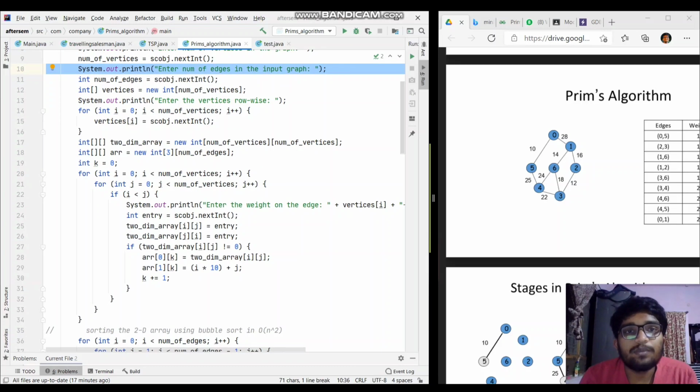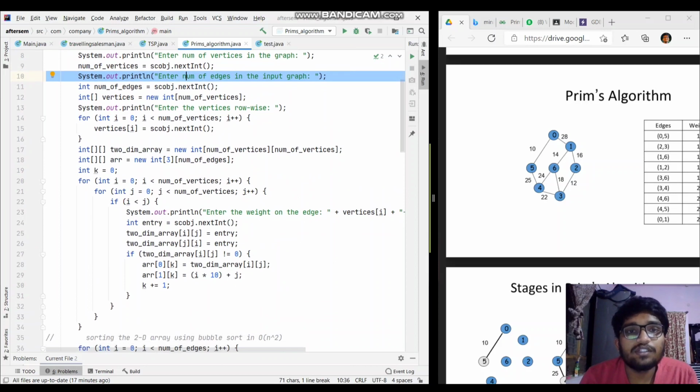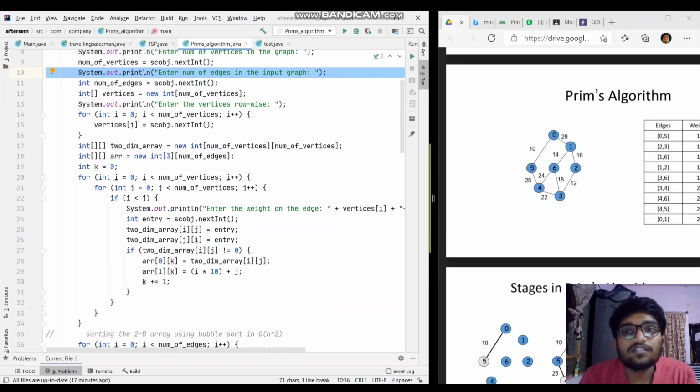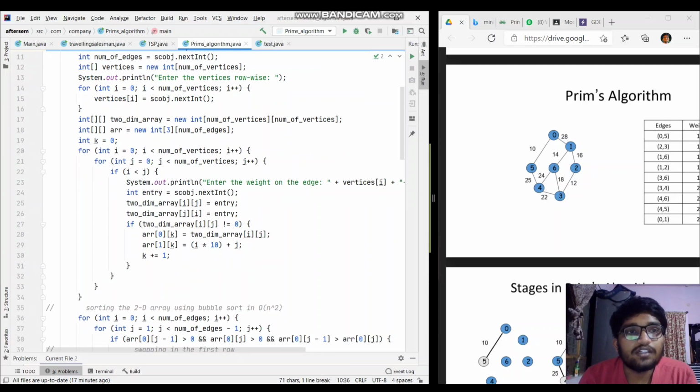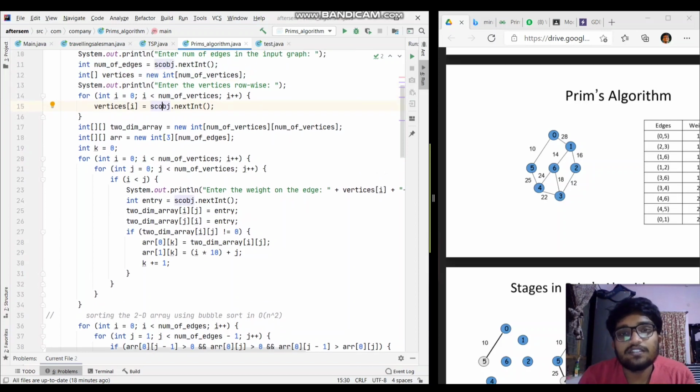That also will be an input for this algorithm, and after that the user will be asked to enter the vertices row wise. Here the vertices are 0, 1, 2, 3, 4, 5 and 6. Those are the vertices of the graph, and they are also asked of the user. After that we are storing those vertices in an array called vertices, and we have a two-dimensional adjacency matrix to represent the graph. Usually graphs are represented using an adjacency matrix, right? So the two-dimensional array is nothing but that, and using this array we represent the graph.